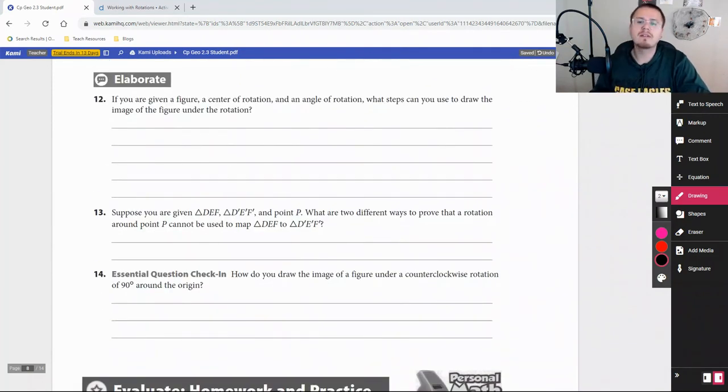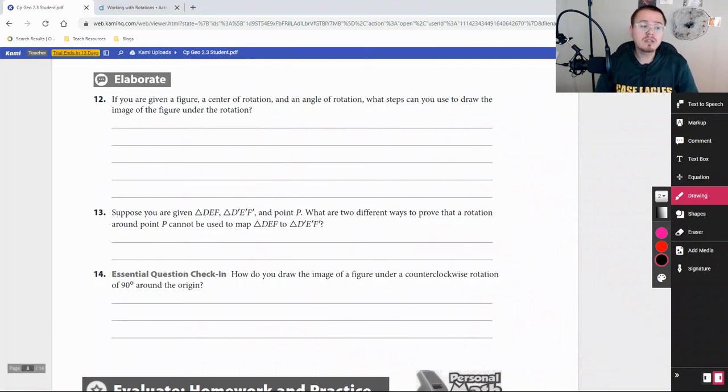All right. Can I give you guys any facts here real quick? If you are given a figure, and this is really where you probably want to pause and slow me down, because you can change the speed, to make sure that you understand what I'm saying. A center of rotation and an angle of rotation. So three things. What steps can you use to draw the image of the figure under the rotation? So, for example, you could draw the segment from the center of rotation, so the point, like P, to one of the vertices on the figure. And then you can use your protractor to draw the ray that forms the angle that is equal to the angle of rotation, whatever that's given to you.